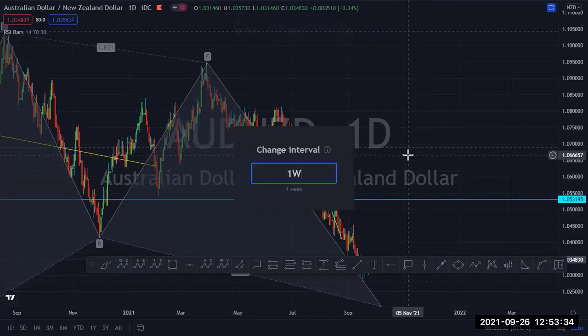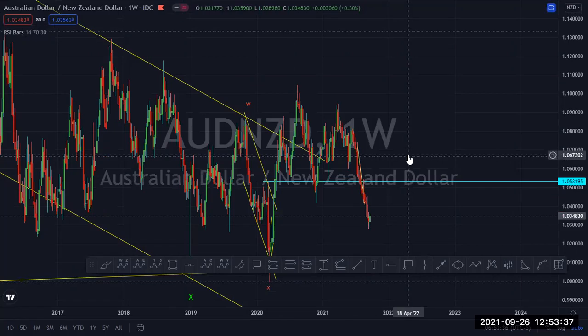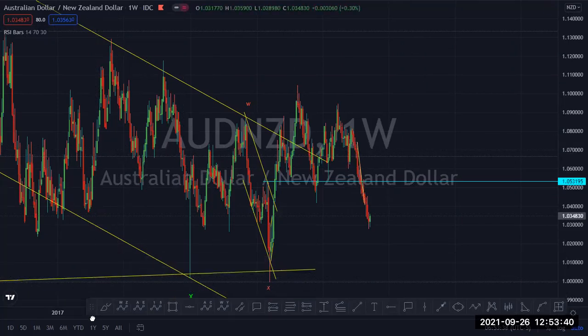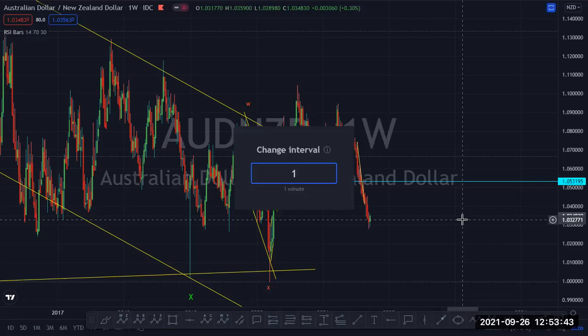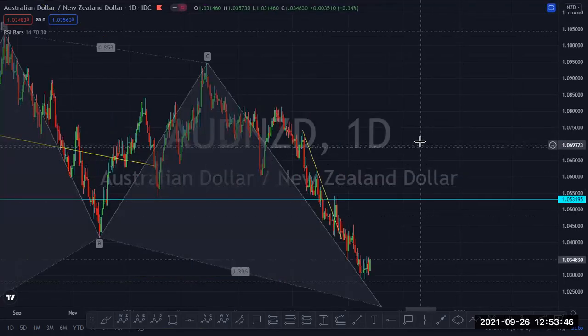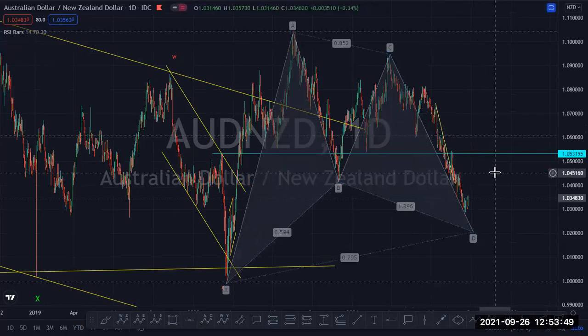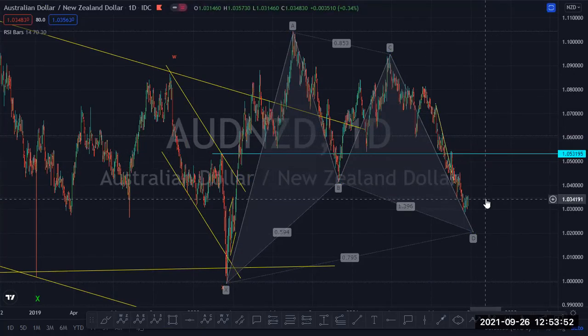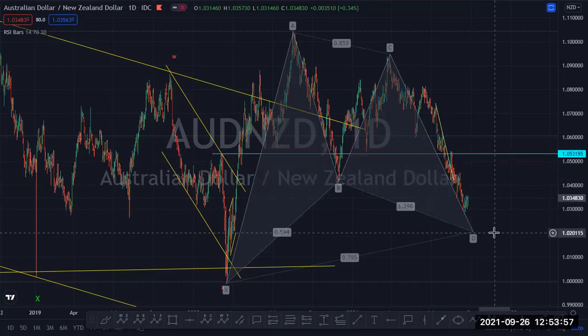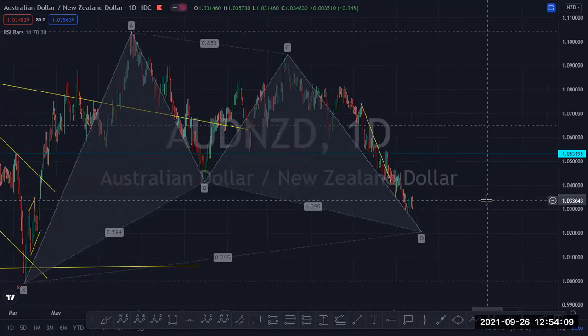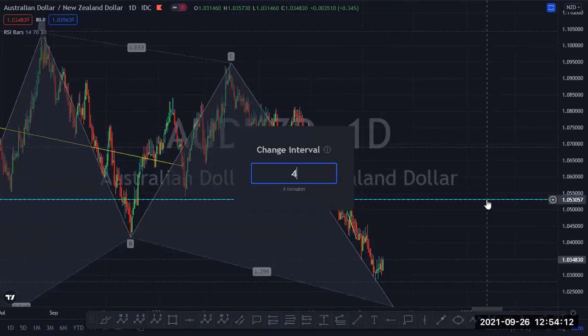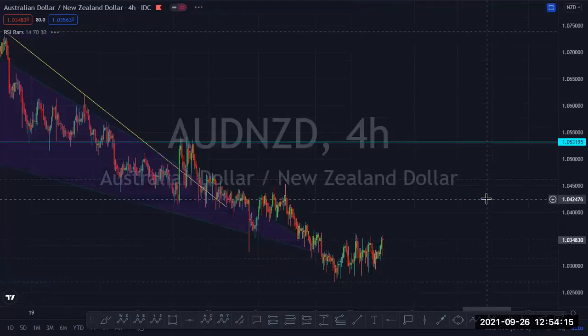Let me see 1 week again. There's a harmonic pattern here. One is for 1 day. Wow. Okay. In New Zealand, we have a pattern that is about to complete. A pattern that we complete maybe at 1.02000. So waiting for it to complete. Now let's see 4 hours to know whether we will sell towards the completion of that pattern or not.